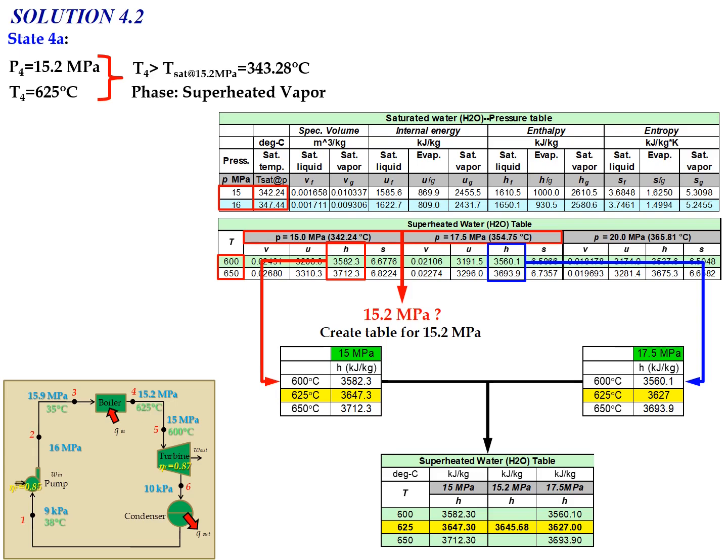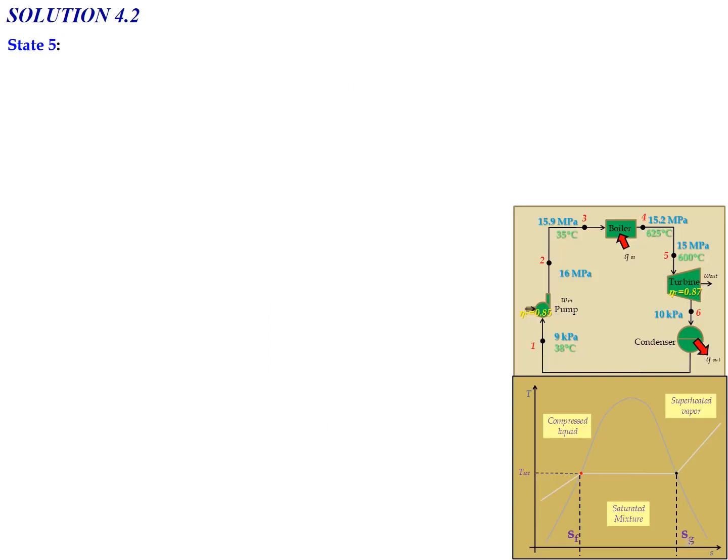So the value of enthalpy for state 4A, referred to as H4A, equals 3645.68 kilojoule per kg. That's how we determine the enthalpy value for state number 4A. Now state number 5, the condition at the inlet of the turbine. The data given are P5 equals 50 megapascal and T5 equals 600 degrees Celsius. So we already have two data.